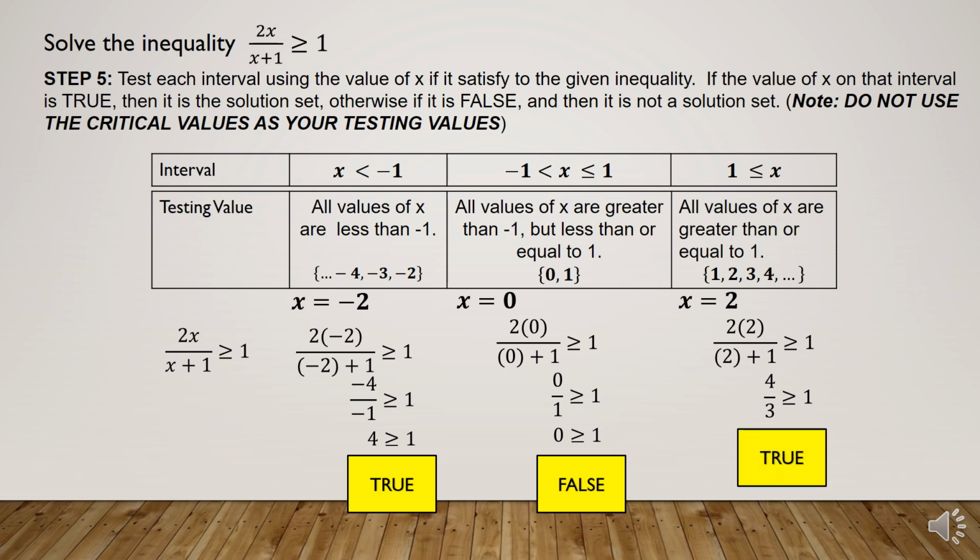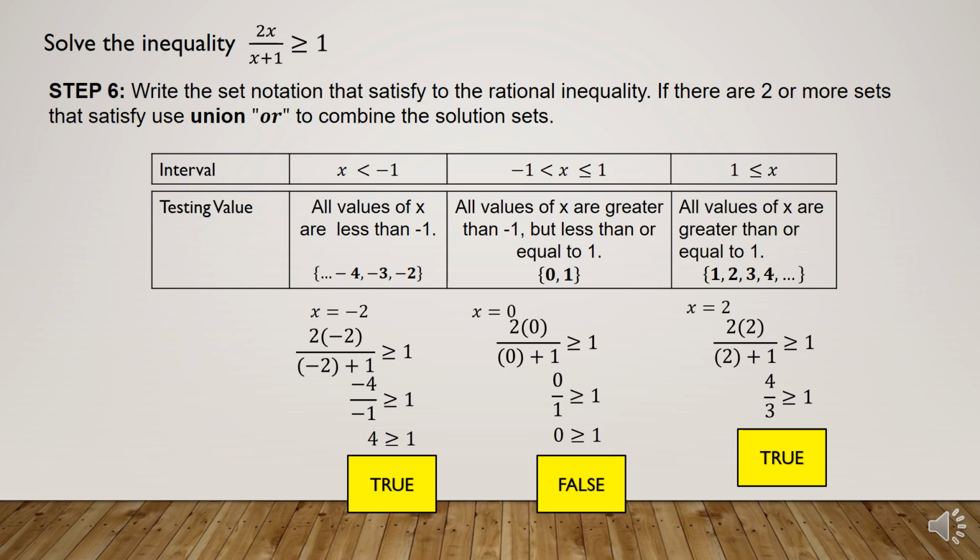Yes. So this statement is true. Therefore, we now have the following intervals that satisfy the given inequality. Then, we will now write the set notation that satisfies the rational inequality. If there are two or more sets that satisfy, use union or the word "or" to combine the solution sets.